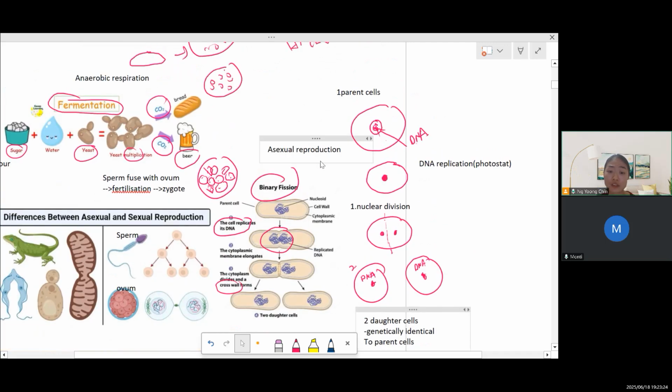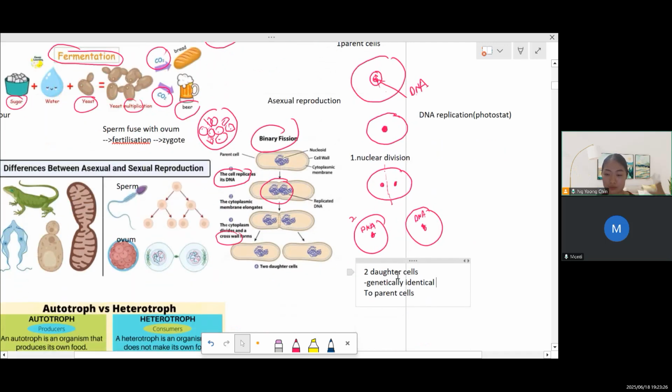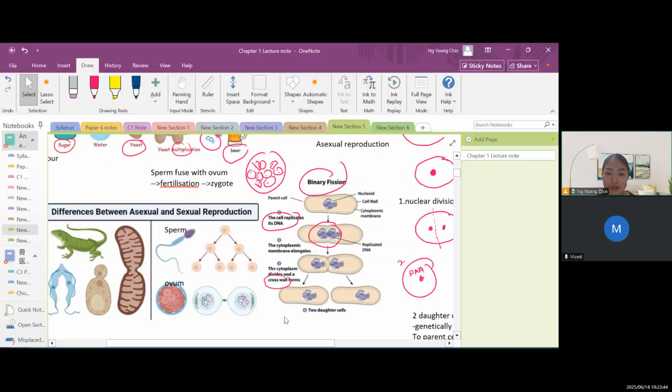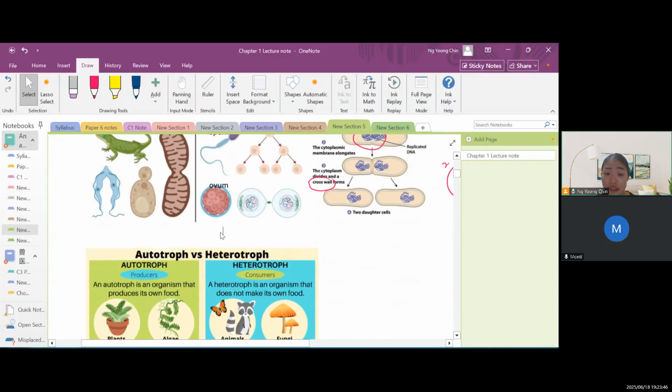From asexual reproduction, you produce the daughter cell, which is totally the same as the parent cell. So how about sexual reproduction? In sexual reproduction, do you think that the progeny they produce is the same as their parent cell or not? No. Because Monty, you yourself are the product of sexual reproduction, right?